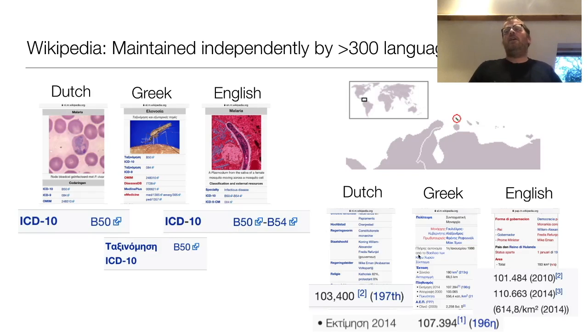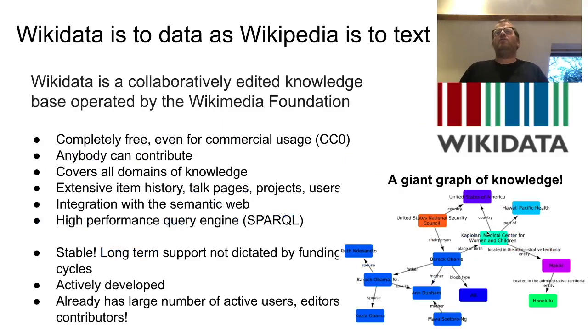We can also see the same thing for numbers and data on Wikipedia. For example, on Aruba, which is a small island in the Caribbean, on the Dutch Wikipedia article, we see different population size published than in the Greek or the English Wikipedia. So in 2012, when Wikidata emerged, the Gene Wiki project shifted its attention from Wikipedia articles to Wikidata. So what is Wikidata? Wikidata is to data as Wikipedia is to text.